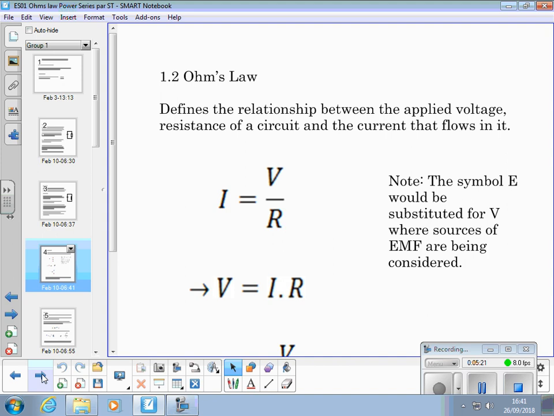Okay, and it applies all the way through. Even when things get more complex, Ohm's law is always obeyed. The circuit always will obey Ohm's law. It defines the relationship between the applied voltage, the resistance of a circuit, and the current that flows in it, such that the current is equal to the voltage divided by the resistance.